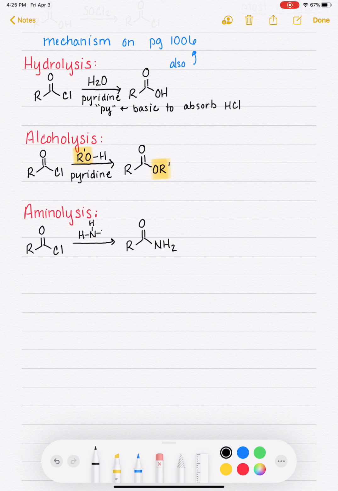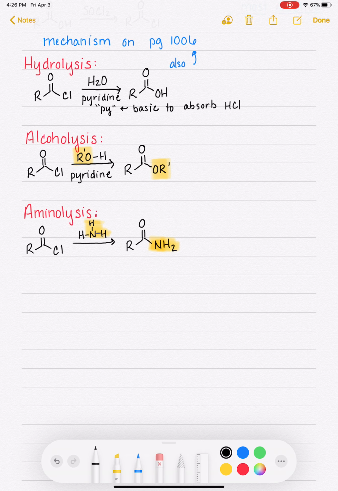NHH. I'm going to write it like that so that I can show you which parts of it are actually attaching over there. So one hydrogen, just like with the alcoholysis, one of the hydrogen atoms of the amine is not coming through to the product. This reaction also needs a base like pyridine, same as alcoholysis or hydrolysis.